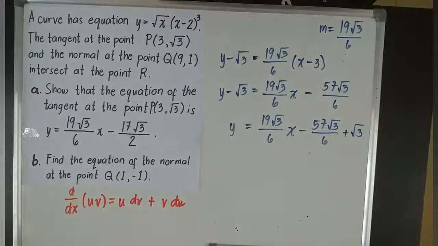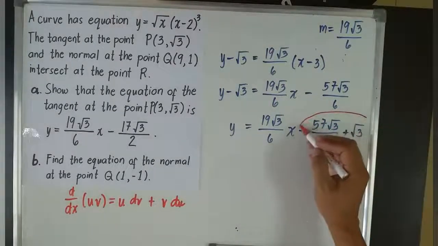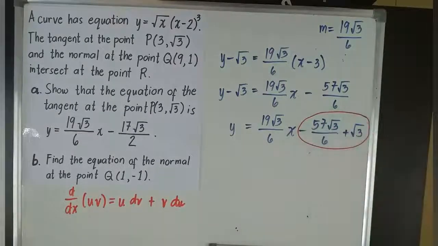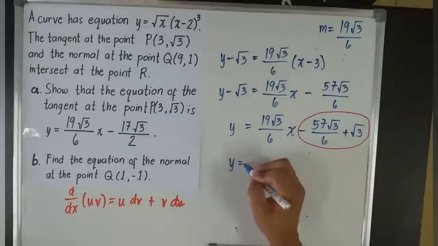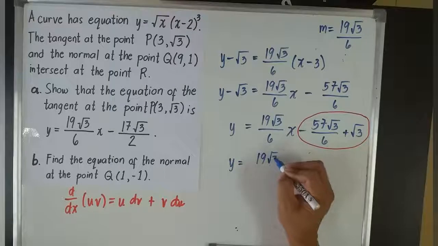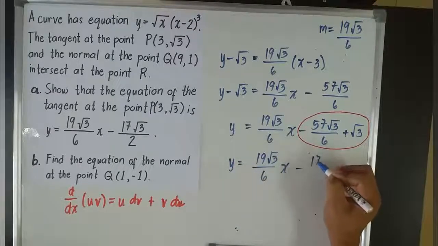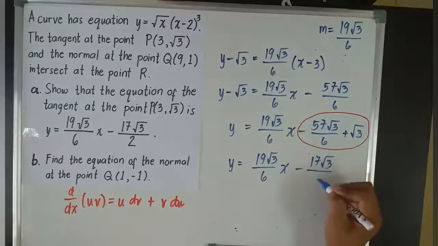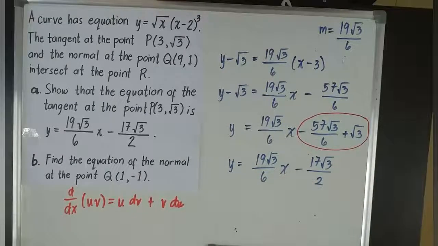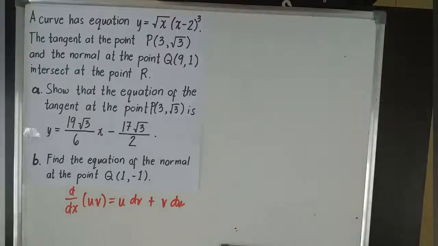Okay, you can add these two. Okay, you add those two, you will come up with y is equal to 19 square root of 3 over 6 x minus 17 square root of 3 over 2. So problem solved. Now let's move on to the next example.